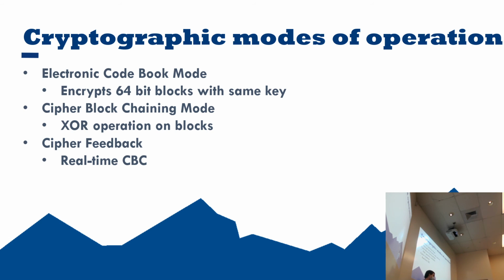So obviously all the others address those vulnerabilities. We have cipher block chaining mode, where it uses an exclusive OR operation. Exclusive OR just refers to the fact that if either is true, it's a 1. If both are true, it's a 0. Or if both are false, it's also a 0. It's just doing that operation on blocks of the data, and it's more secure. And cipher feedback is basically just real-time cipher block chaining. It's mostly used for streaming and any real-time operation.